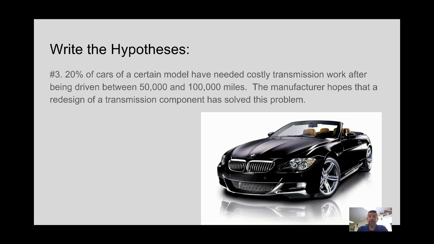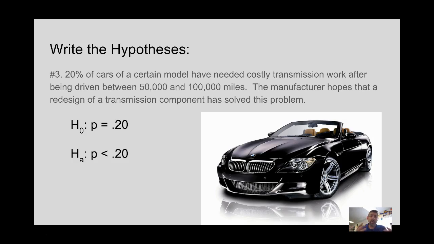20% of cars of a certain model have needed costly transmission work after being driven between 50,000 and 100,000 miles. The manufacturer hopes that a redesign of the transmission component has solved the problem. So if there was no change, then p would be equal to 0.2. That would be our null hypothesis. If there was a change and the manufacturer hopes that the redesign solves the problem, so we want this to be less than 20% of the cars needing transmission work, so our alternative hypothesis is going to be p is less than 0.2.